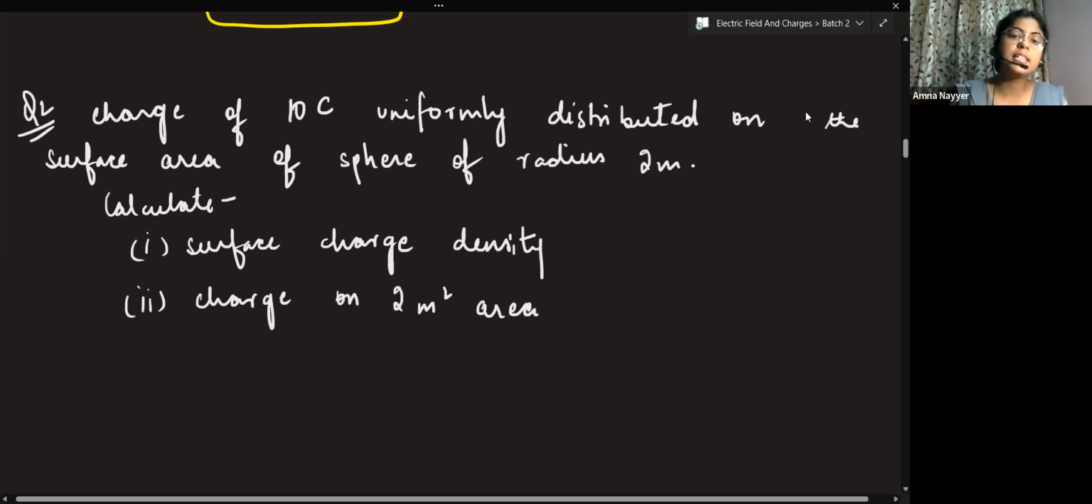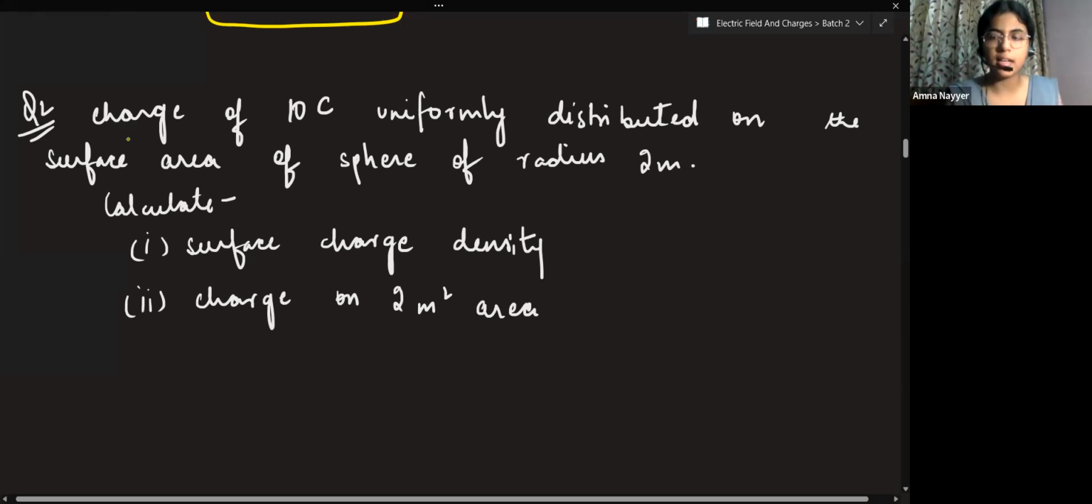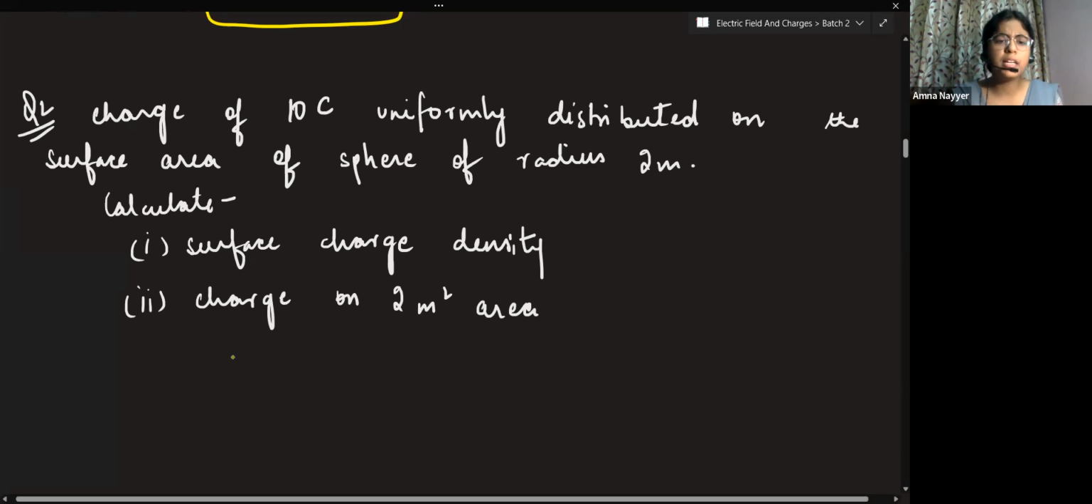Now see, in case of a sphere, why have I given you a sphere? Because in a sphere, two cases can occur. One is if the charge is present inside. The other is when the charge is residing outside. So this is the case when the charges are residing outside the sphere, meaning present on the surface of it. So simply, charge is 10 coulombs.